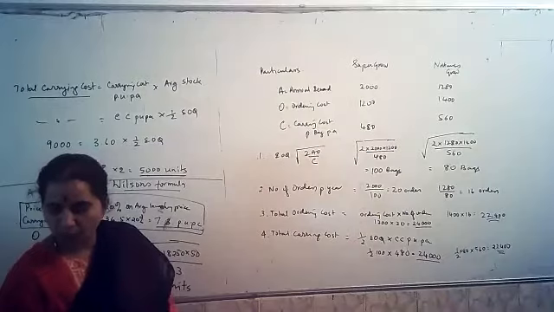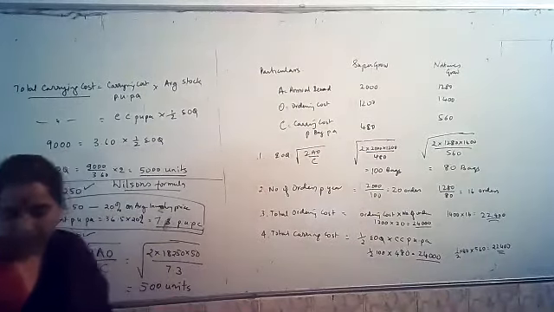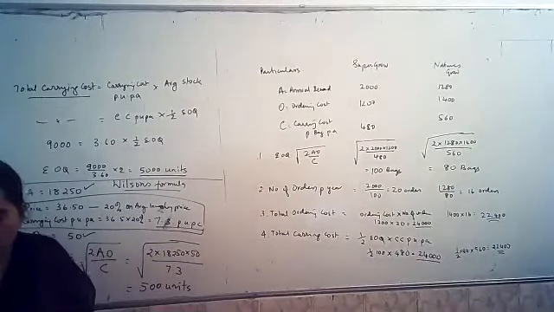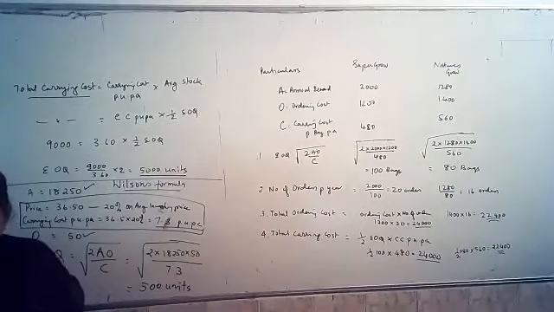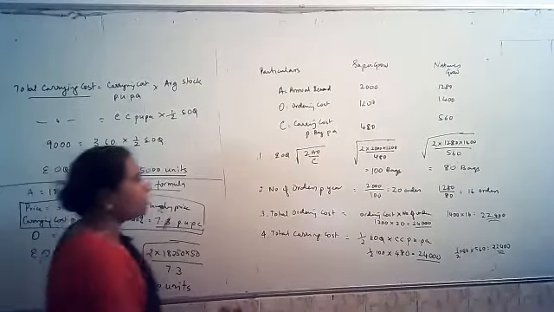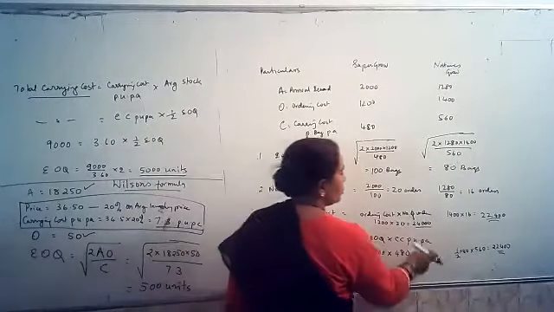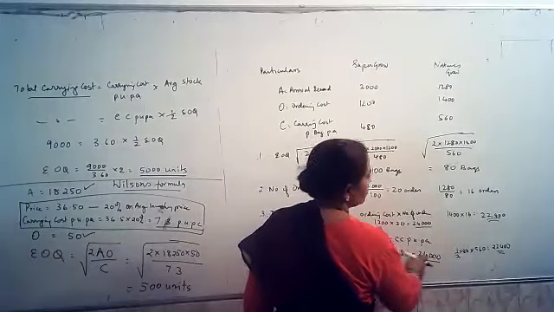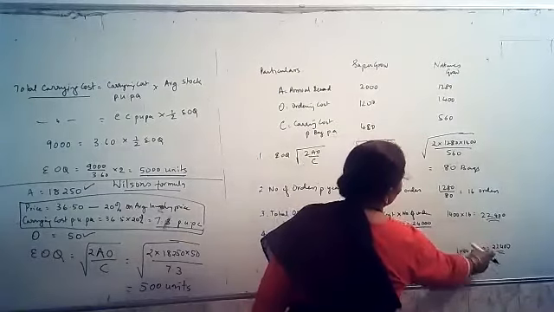What is the next question? They are asking for the EOQ, what is the sum of total relevant ordering cost and carrying cost? I have found out the total ordering cost is 24,000, and the total carrying cost is 24,000, 22,400.